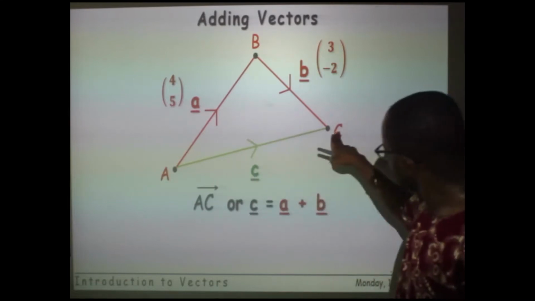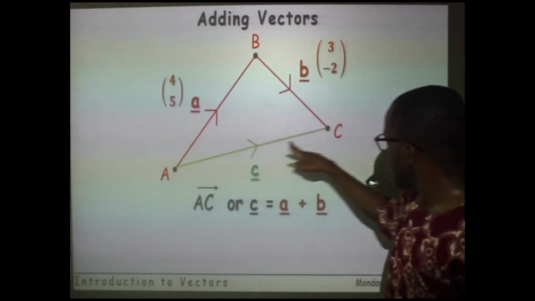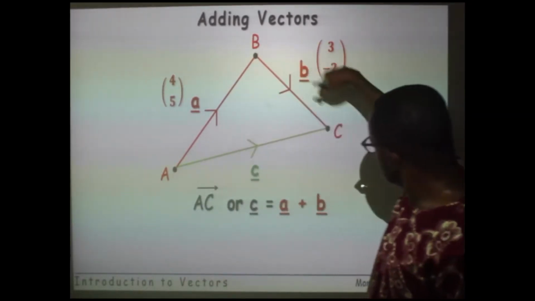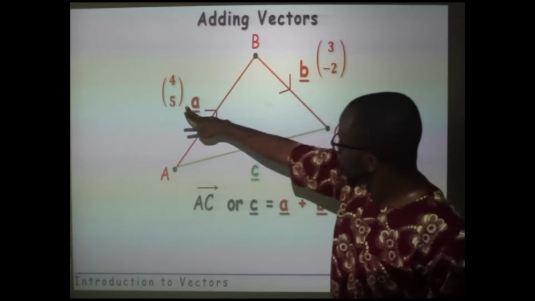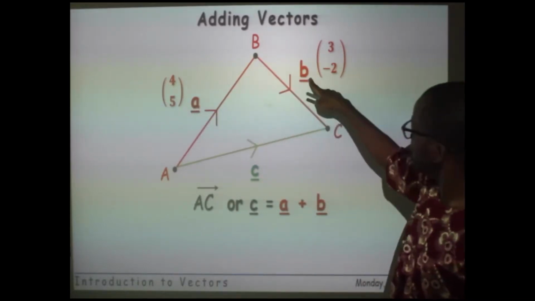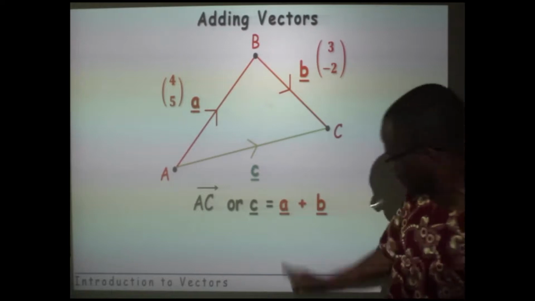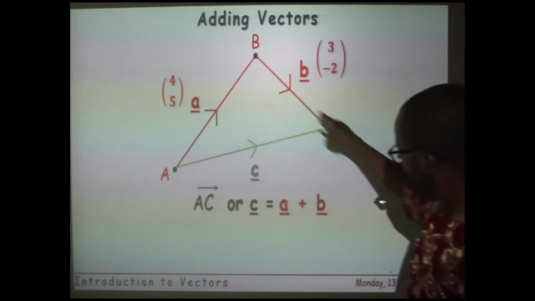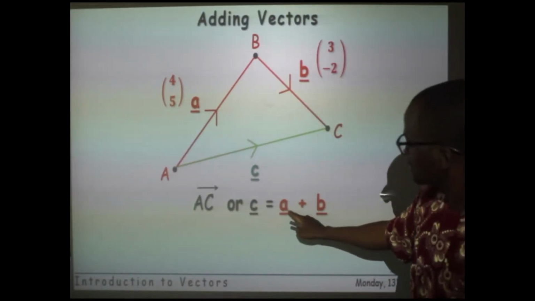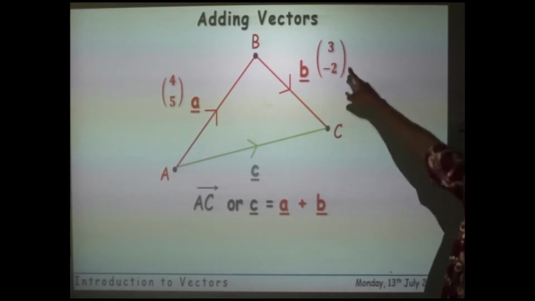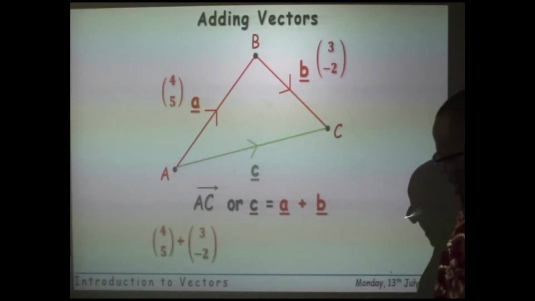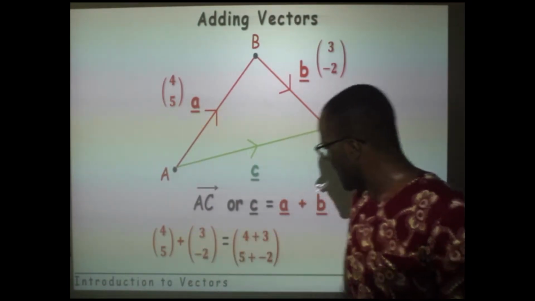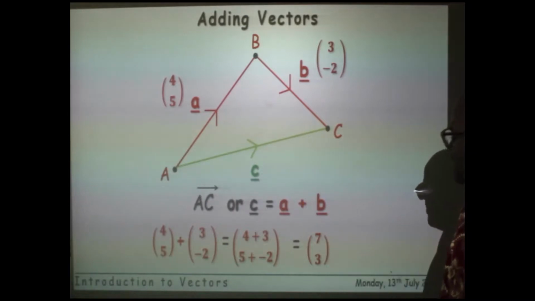The vector AC, that is you going from A and ending at C, is the same as going from A to B and then from B to C. Now A to B is this, and then B to C is that. So what do you do? Just add the two. If AC is A plus B, then the component of A, which is 4, 5, plus the component of B, which is 3, minus 2. And when you add the two together, 4 plus 3, and then 5 minus 2, you have 7 and 3.